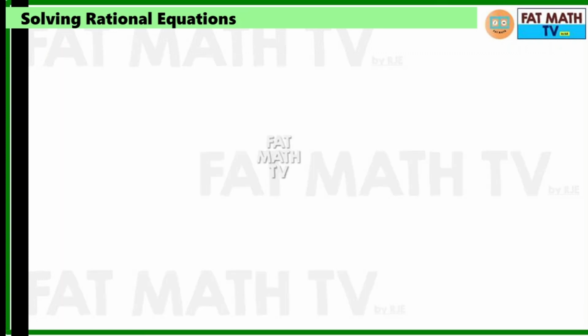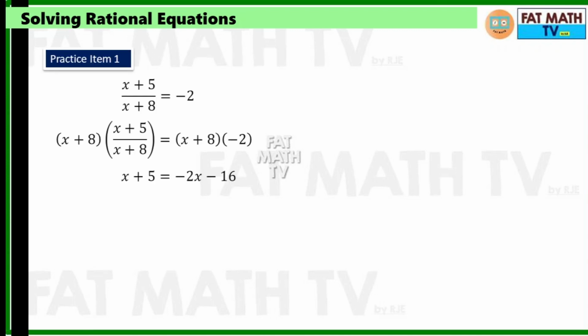Number 1, x plus 5 over x plus 8 equals negative 2. Multiply both sides by x plus 8, and then you can cancel the x plus 8, and you will have on the left x plus 5 equals negative 2x minus 16. Transfer negative 2x to the left, you will have positive 2x, and then positive 5 to the right is going to be negative 5. So x plus 2x equals 3x, negative 16 minus 5 is negative 21. Divide both sides by 3, x equals negative 7.